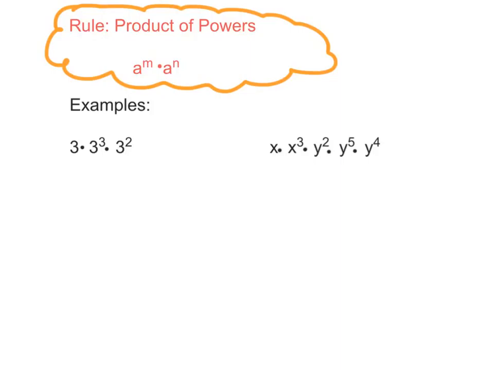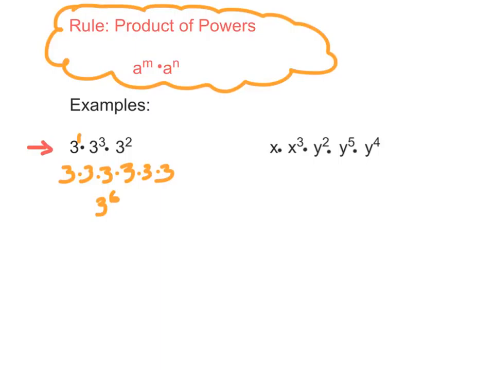Let's discover the rule by doing this example. When something doesn't have an exponent, the exponent is 1. So we have 3 to the first power times 3 to the third power times 3 to the second power. Exponents say to multiply the base times itself that many times. 3 to the first power means multiply 3 by itself once, so that's just 3. Then 3 times 3 times 3, and then 3 times 3. Now we have 3 times 3 times 3 times 3 times 3 times 3, the base of 3 multiplied by itself 1, 2, 3, 4, 5, 6 times. So 3 raised to the 6th power.